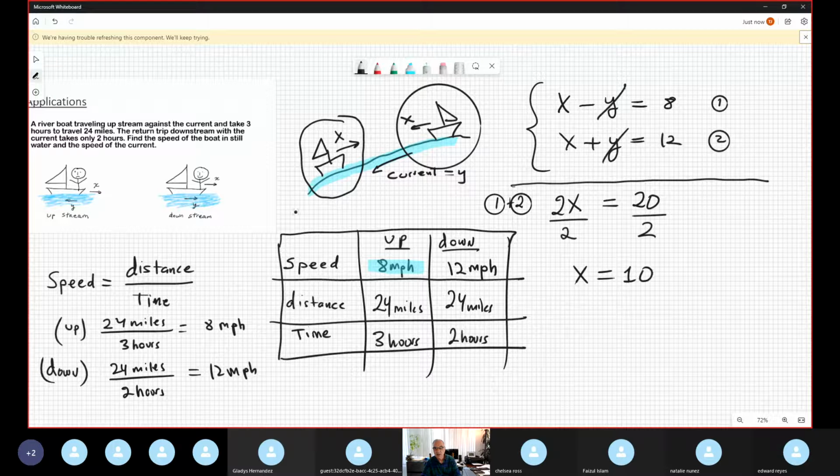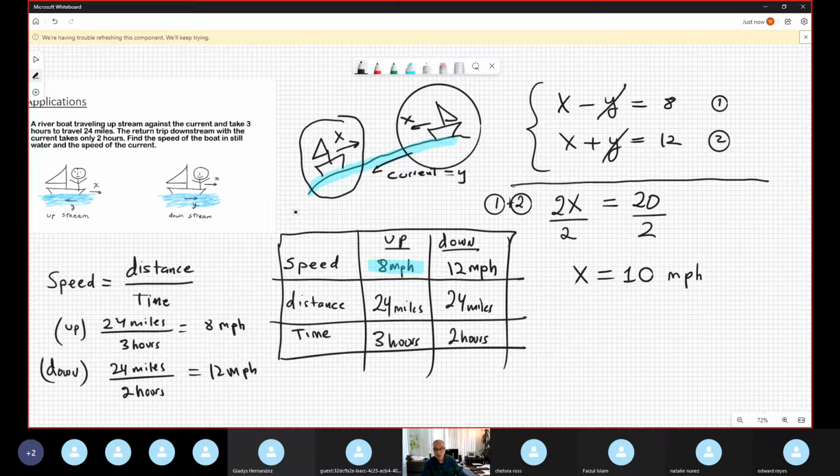10 what? What does 10 mean? What is the unit of the 10? 10 is temperature, is Fahrenheit degrees? What is the unit for the x in this problem? Miles per hour. And it represents the speed of the boat without current.